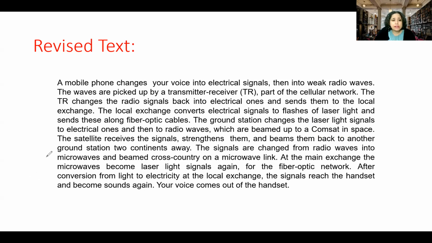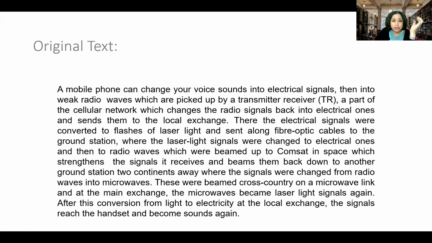So now the satellite receives the signals, strengthens them, and beams them back to another ground station 2 continents away. Let's take a look at this information when it was a little confusing. Let's go back to the original one. So over here it says, which were beamed up to ComSat in space, which strengthens the signals it receives and beams them back down to another ground station 2 continents away, where the signals were changed from radio waves into microwaves. Too much information that makes it confusing.